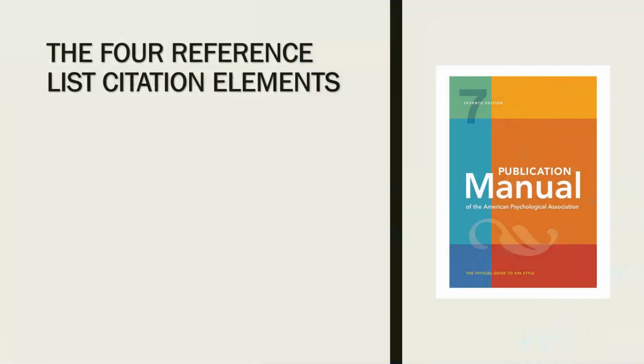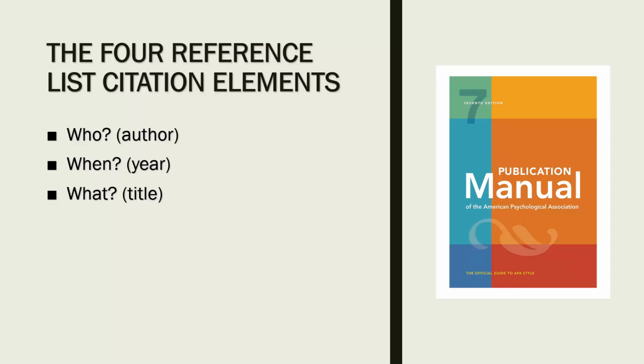In APA style, every reference list entry builds on 4 key elements: the author, the date, title, and source. The author, who made or wrote the work. Date, when the work came out. Title, what people call the work. And the last element, the source, where you can find and get the work.